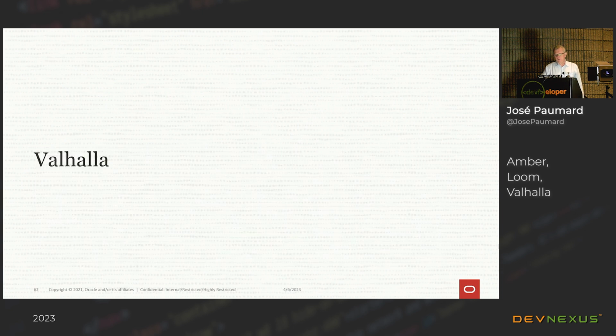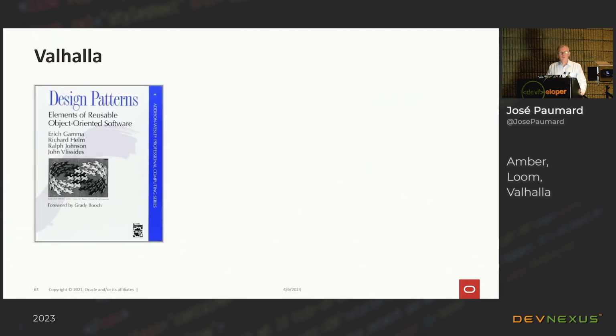All right, and for the last part, Valhalla. Now, if you think that Loom is doing some magic, you're in for a big surprise with Valhalla, because Valhalla is really doing amazing stuff. Of course, everybody knows this book. I'm not going to ask who doesn't know this book, but if you don't know it, then you should consider doing something about it, right?